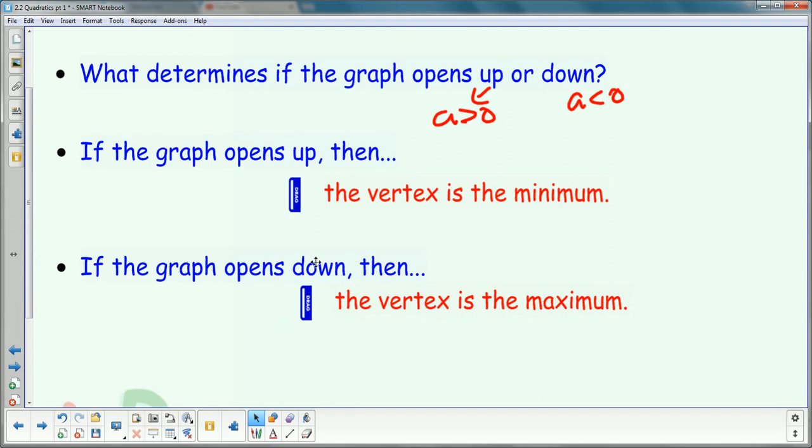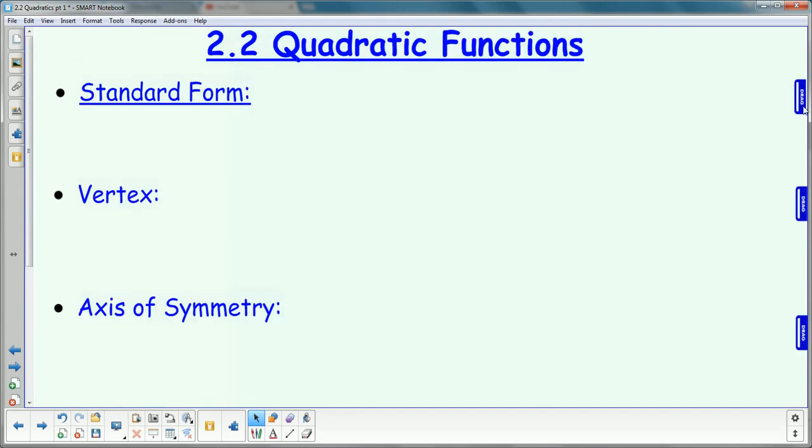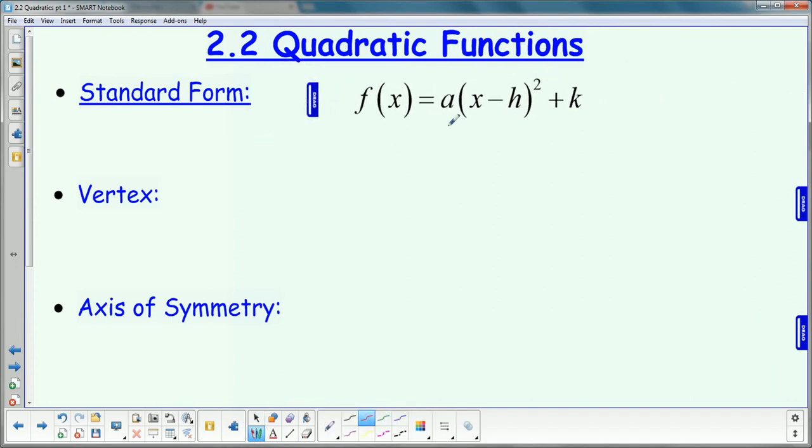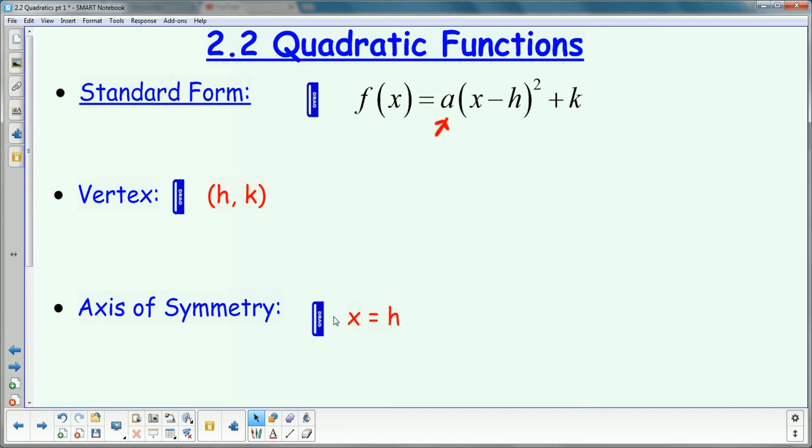And what I mean by all of that, if we talk about our standard form, it would look something like this. So this, our a value, if it's positive, we open up; if it's negative, we open down. And then we're going to have our vertex, which is going to come from the h and k values. So h, a lot of times we say hates its sign. Remember, it's going to be the opposite. So if it's -4, h is actually a +4. K is going to keep its sign. Okay, so h hates its sign, k keeps its sign. That will be your vertex. And then your axis of symmetry is going to be just x equals h.